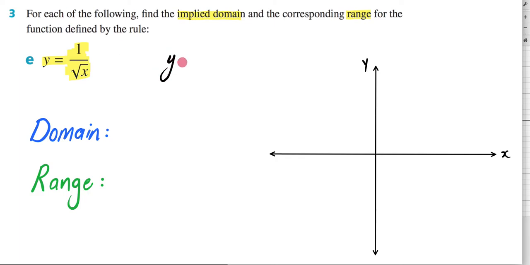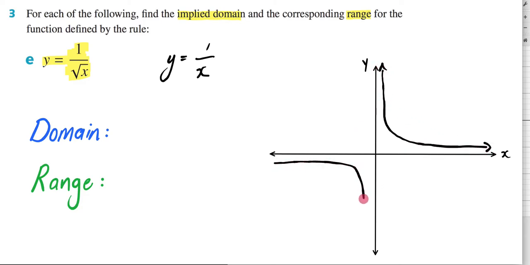So let's remind ourselves what we can do. What we can do is graph y equals 1 over x. We know what that's going to look like. It's going to be here, and it's going to be here as well. But now, what's going to happen when I put a square root here?